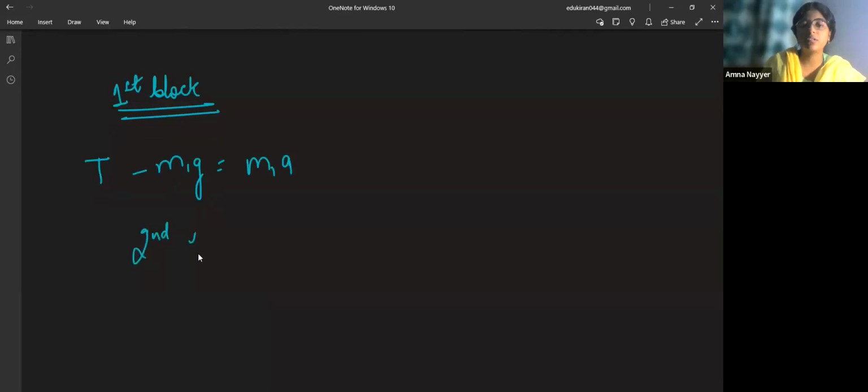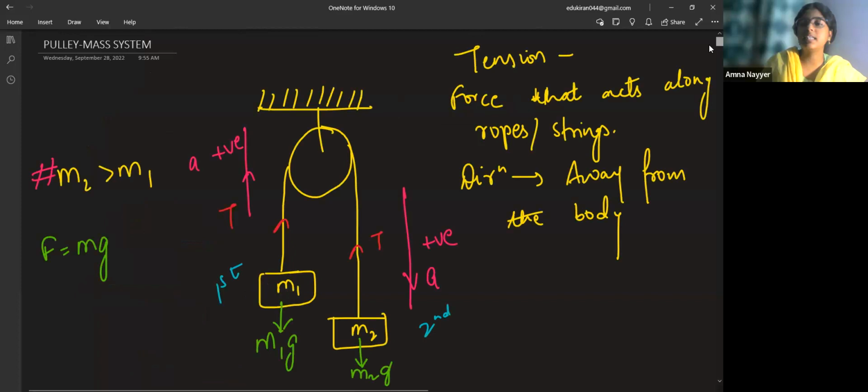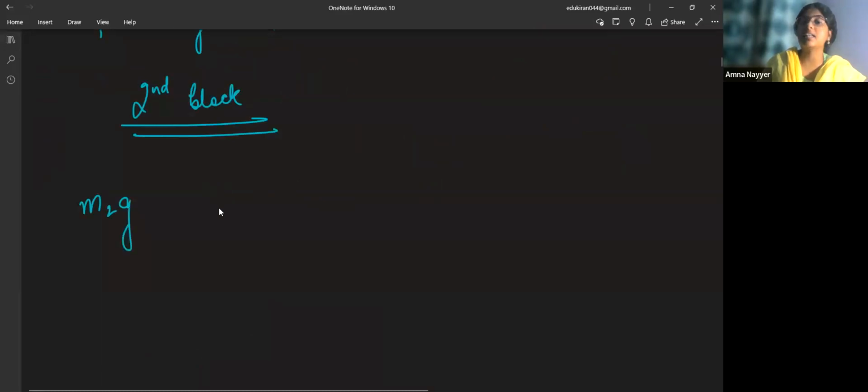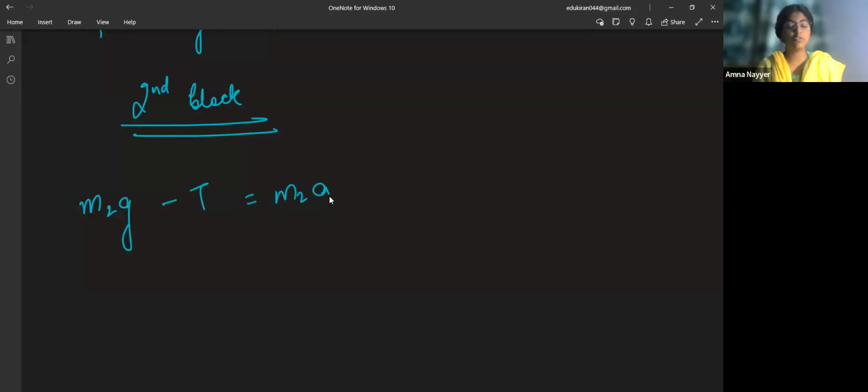Coming to the second block. Force directed towards acceleration will be positive. So m2g is positive because it is acting downwards along the direction of acceleration. So this would be m2g minus tension, because tension is acting oppositely, is equal to m2a. This is the equation which you actually obtain, with m1a and m2a. Fine. Your main equation is F net equals ma.